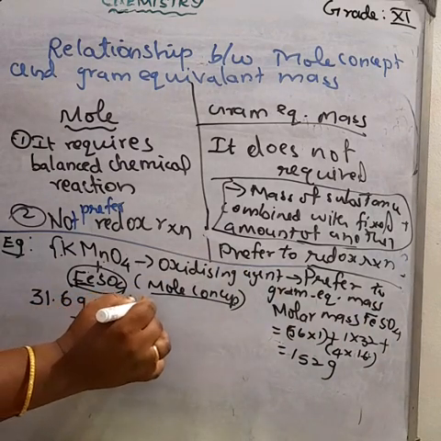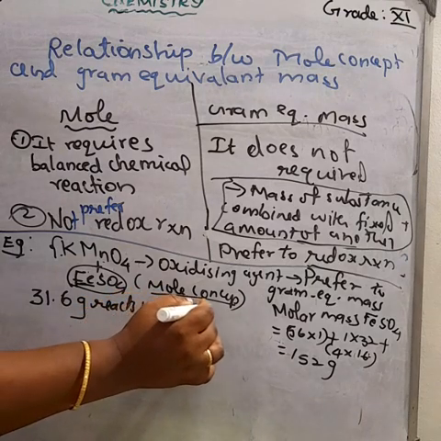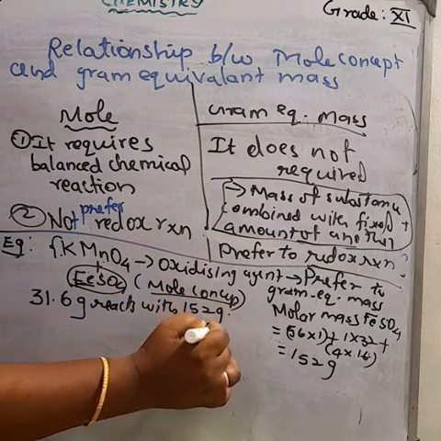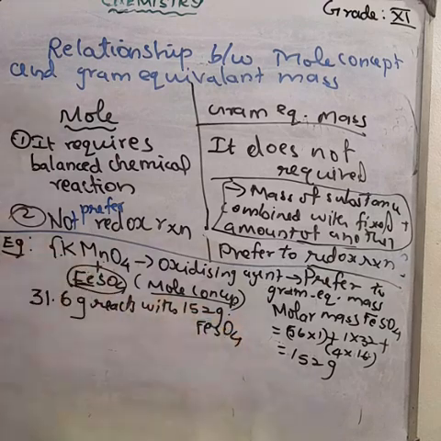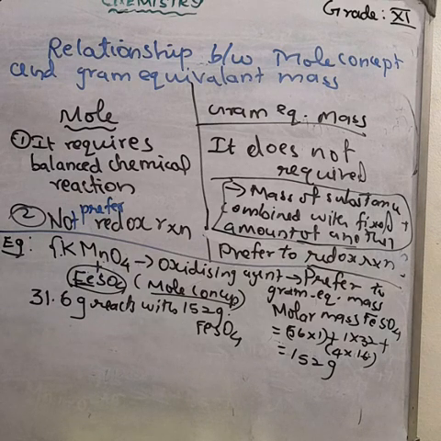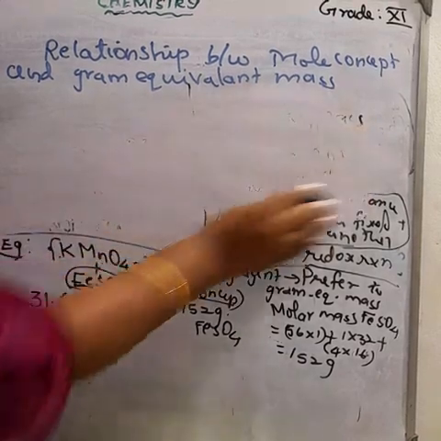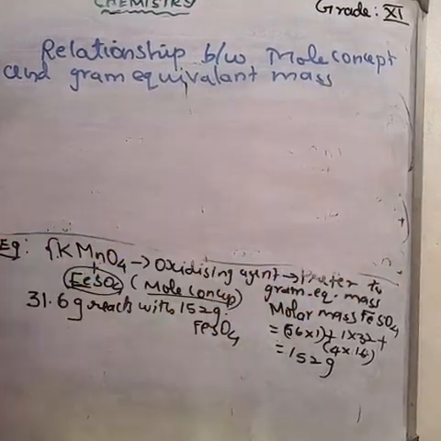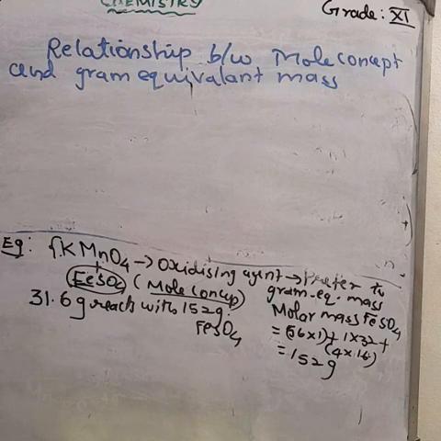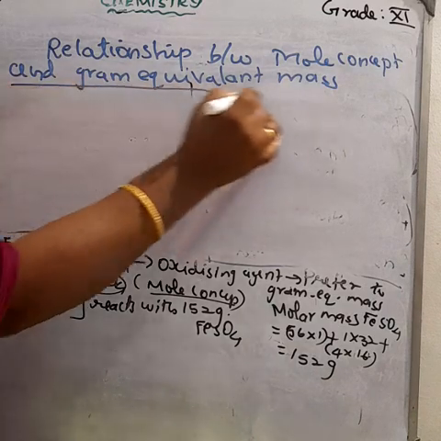Understood? Now we are telling this using the gram equivalent concept. Without writing the balanced chemical reaction, we can tell that 31.6 gram needs to react with 152 gram of ferrous sulfate. Is it correct? Let's check whether it is correct or not using the mole concept. The same can be explained on the basis of the mole concept.